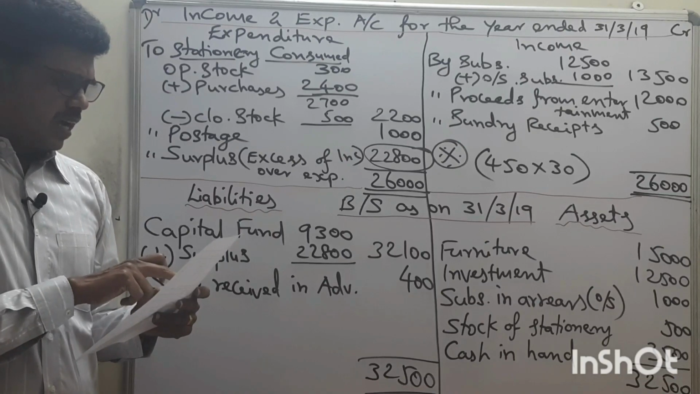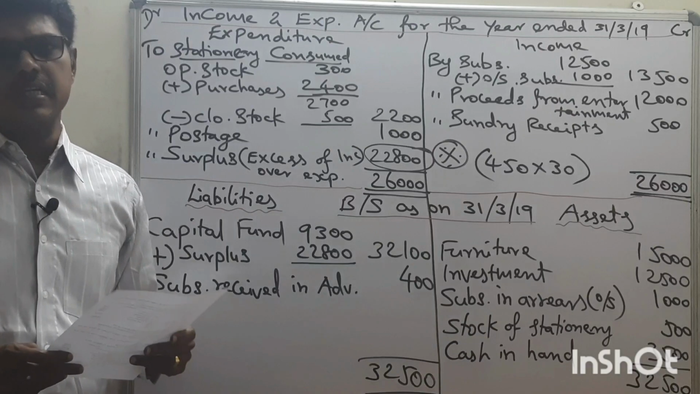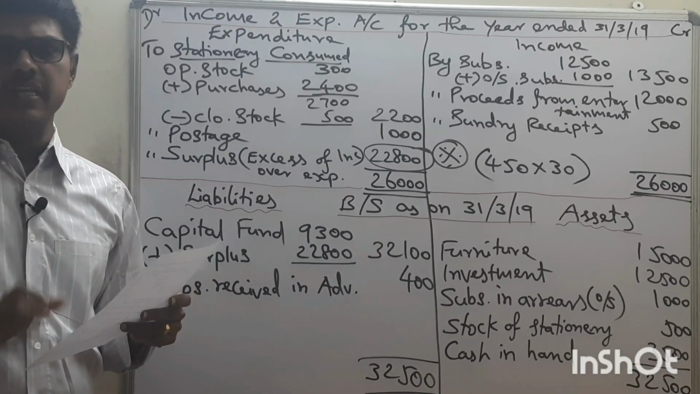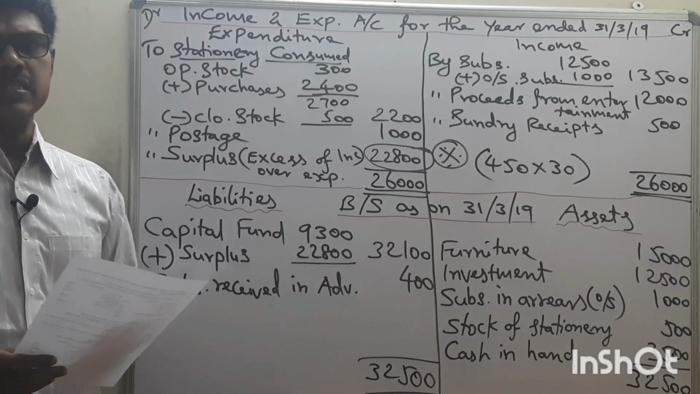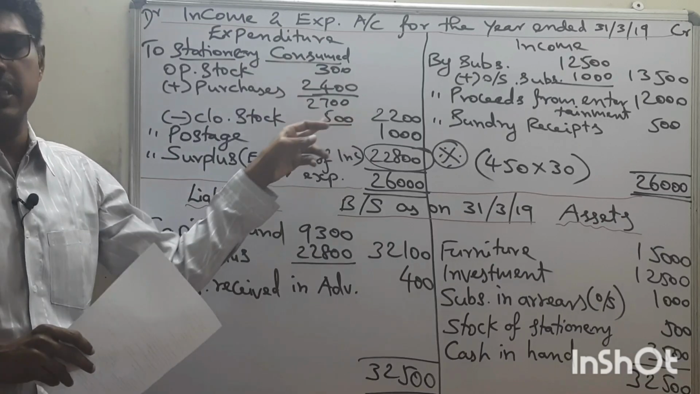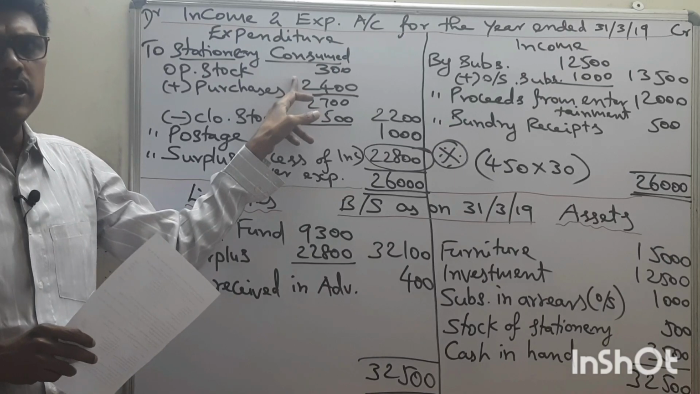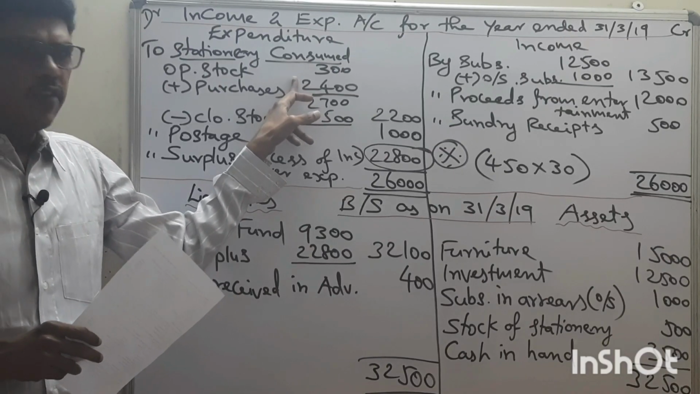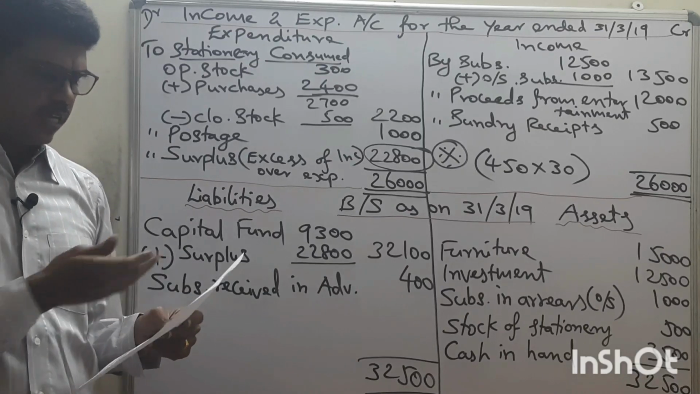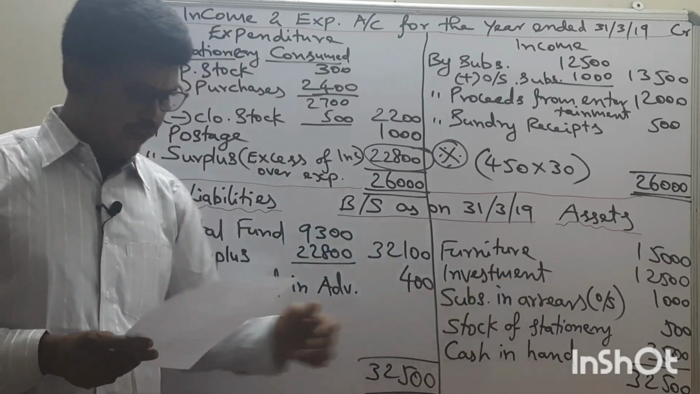Then stock of stationery. Closing stock of stationery is the asset. Current year closing is the asset. 31st March 2019 is the asset. Opening stock of stationery will not affect this account except this calculation, except the calculation of stationery consumed. We should not show it in any other places. If you need to prepare opening balance sheet, then the opening stock of stationery will be used. Here there is no need for it. So stock of stationery 500.